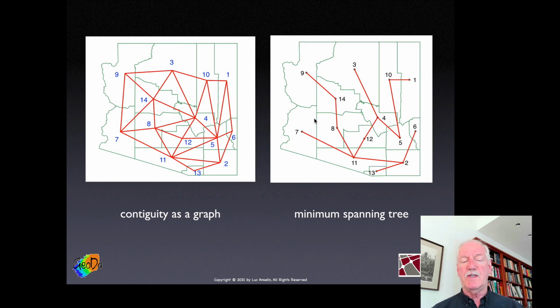To illustrate this, again, we're going to use the same example for the counties in Arizona. On the left is the original map with the connectivity graph, and on the right is the minimum spanning tree. As you see, each node is visited by the spanning tree. There are exactly 13 edges, which is one less than 14, the number of nodes. And we're going to figure out how and where we make a cut in this tree.